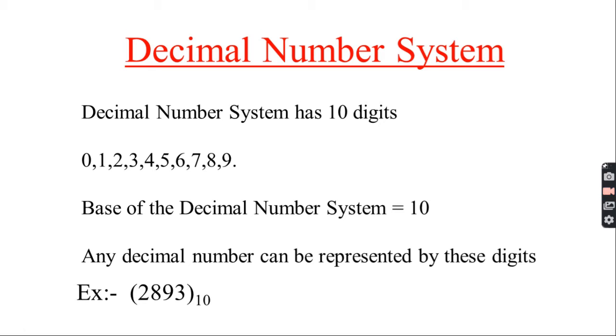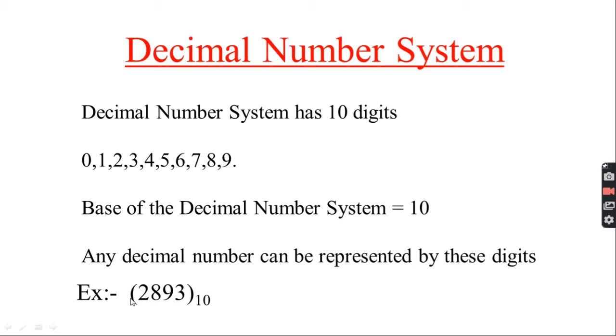Coming to the decimal number system, in the decimal number system we use 10 digits, and the digits are 0, 1, 2, 3, 4, 5, 6, 7, 8 and 9. So as we are using 10 digits in this decimal number system, the base of the decimal number system is 10. Any decimal number can be represented by these digits only, from 0 to 9.